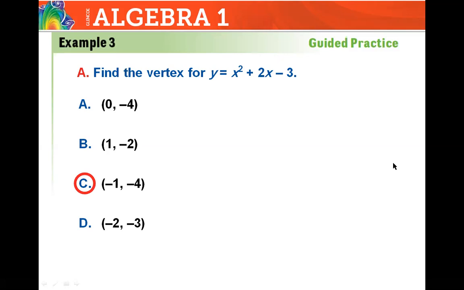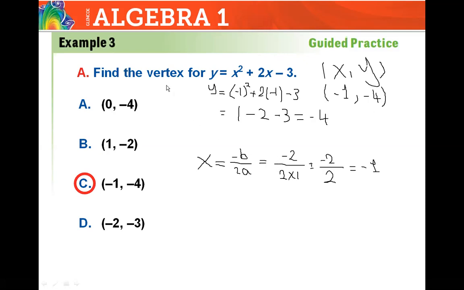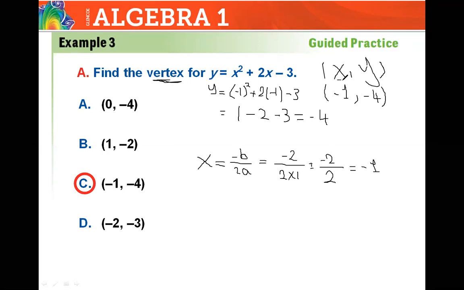So in this problem, I start by getting the requirement. The requirement is a vertex point. A vertex point means a point consists of x and y. So I need to find the value of x and the value of y. First I get the value of x. How do you get the value of x? By using the rule. The rule says that x is equal to negative b over 2a: negative the coefficient of x over 2 times the coefficient of x squared.